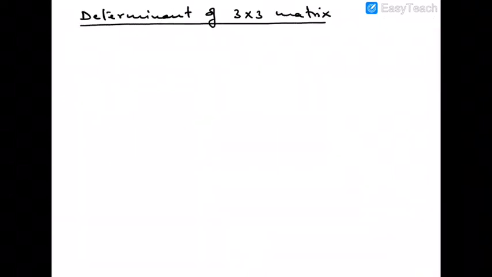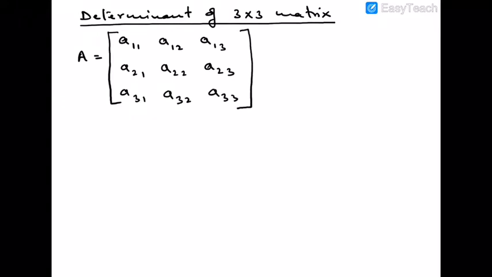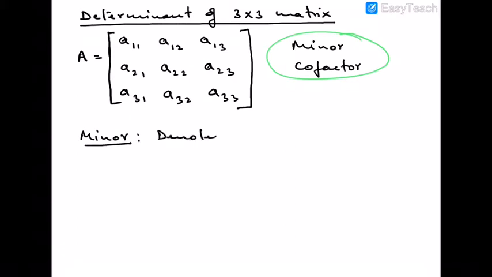Now for the determinant of 3 by 3 matrix A, that is a11, a12, a13, a21, a22, a23, a31, a32, a33. So we need to first understand minor and cofactor, because these two terms are going to play an important role in finding the value of determinant of matrix A. So now let's talk about the minor first.